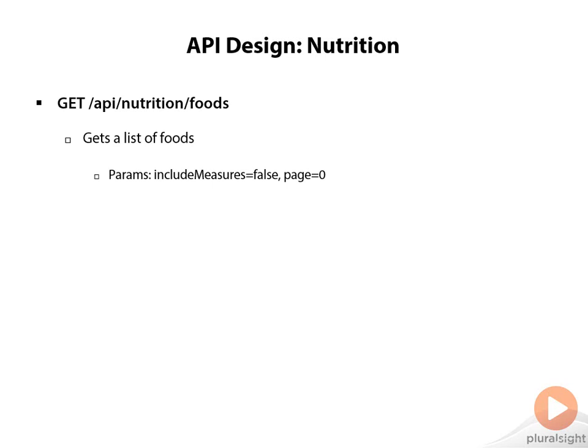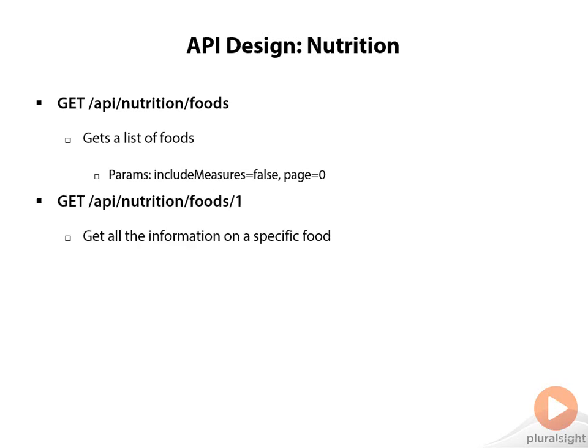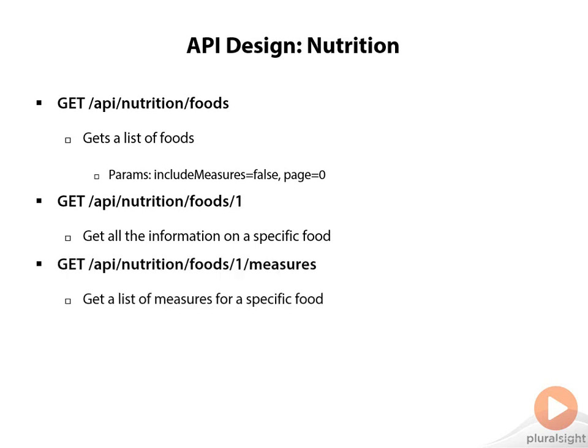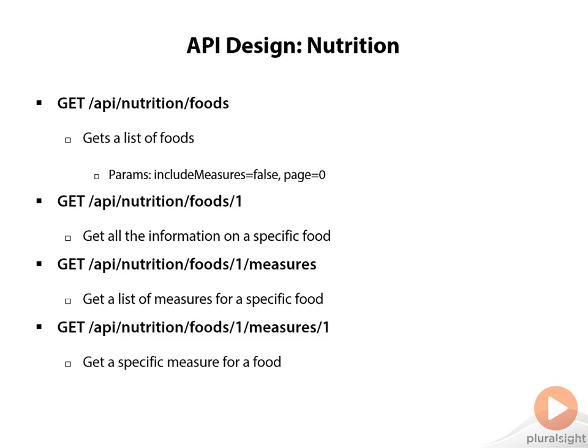As we saw in Module 1, we're going to support a GET to an API under nutrition called foods that will get a list of foods. This is going to include a couple parameters like page for paging and include measures to include the different measures for each of those foods. In addition, the API will allow users to get information on a specific food by ID. In the same way, we're going to support getting the associated measures for a specific food using the same path syntax. In addition, be able to refer to a single measure as it's related to a single food.